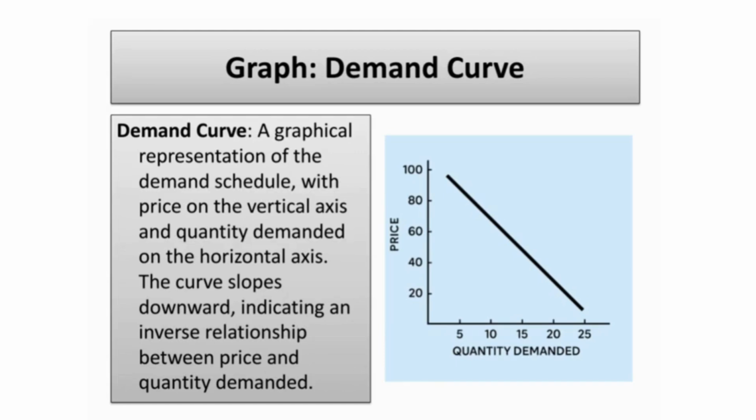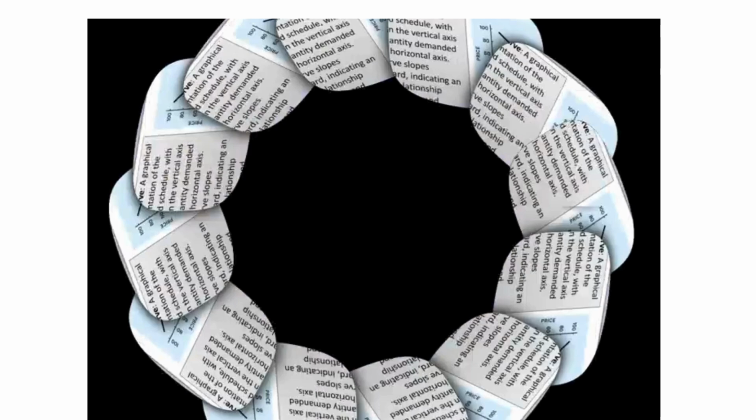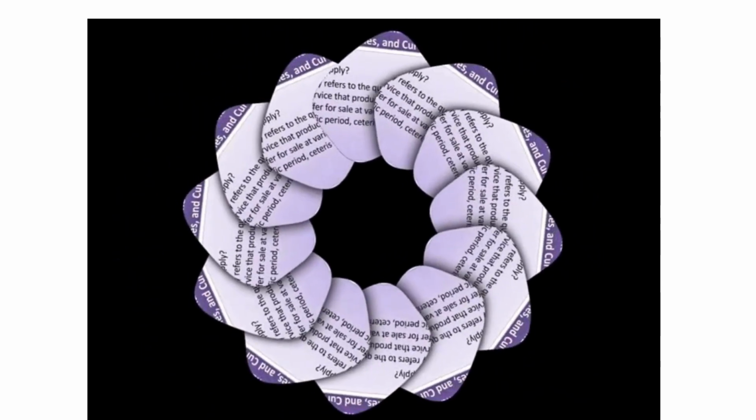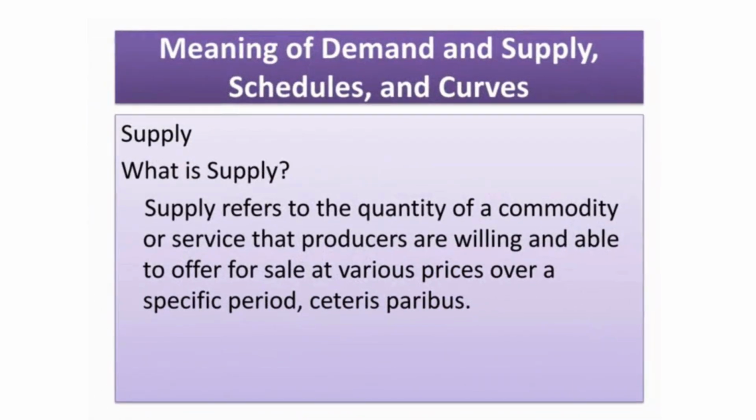So the demand curve is naturally downward sloping. It's a negative slope. This indicates that there is an inverse relationship between the price of goods and quantity demanded of it. And from there we can actually look at the supply.